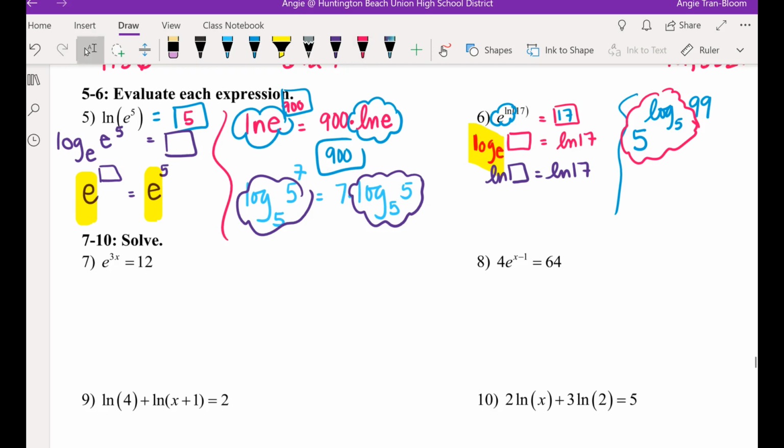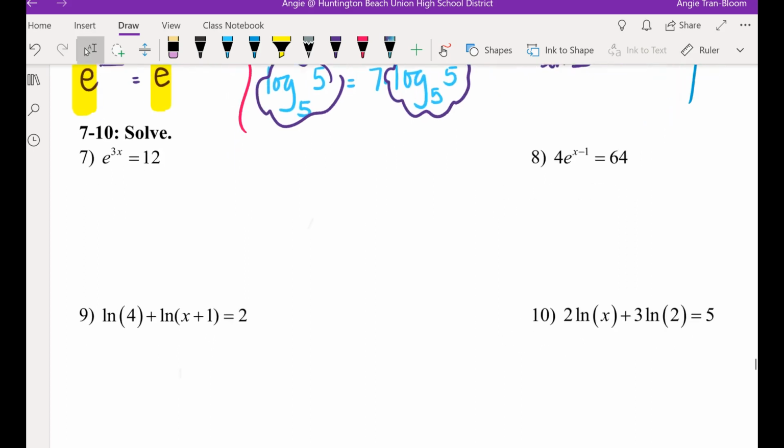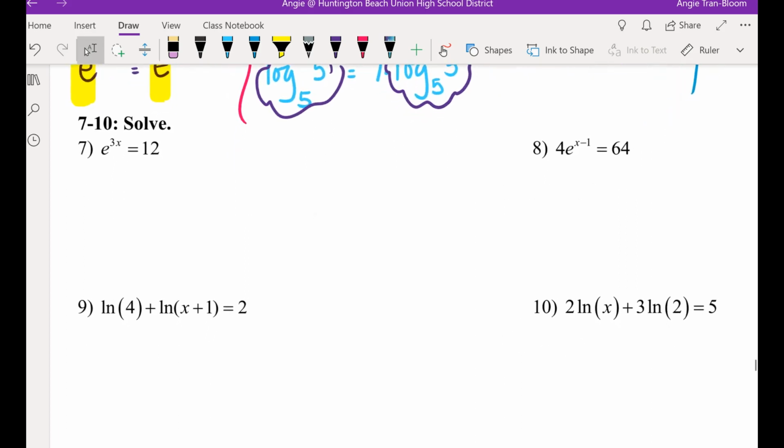All right, 7 all the way to 10. Solve. On 7, what are we solving for? X. In this one, they do have a variable, so you do have to give me x equals, okay? e to the power of 3x equals 12. How do you solve for that? Yes, what's your base? e. So log base e of 12 equals what? Good. I see log base e. What do I do? Yes. ln of 12 equals 3x.